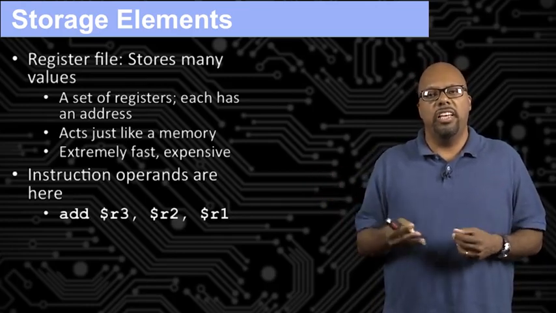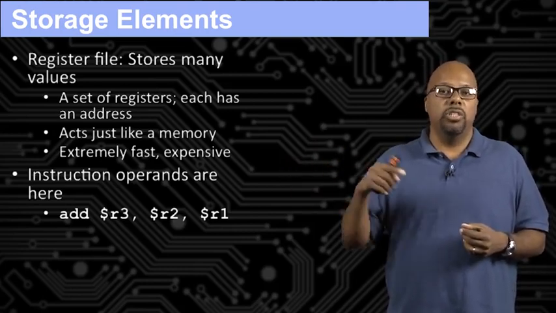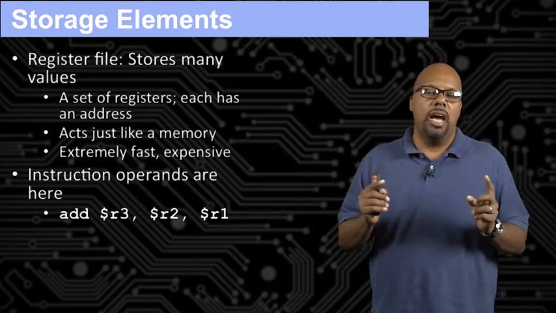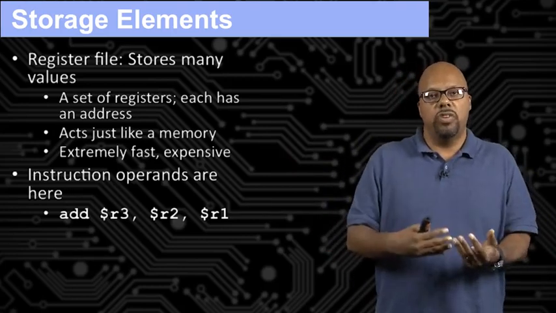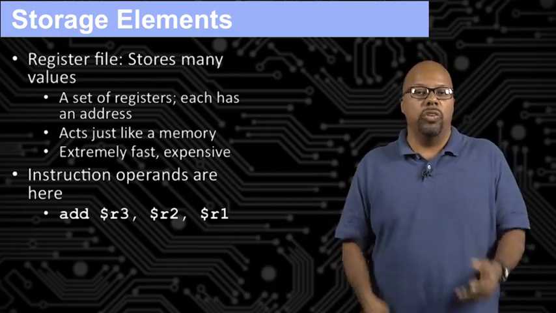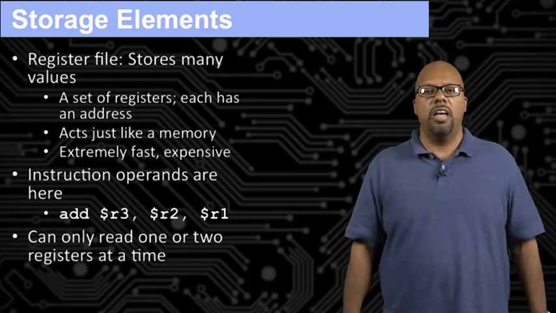So what this instruction does is it takes the contents of register R1, contents of register R2, adds them together, puts the results in register R3. Commonly, these microcontrollers are reading data out of registers, putting results into registers. Because they're fast, you want to work with registers all the time if you can. You can only read one or two at a time.